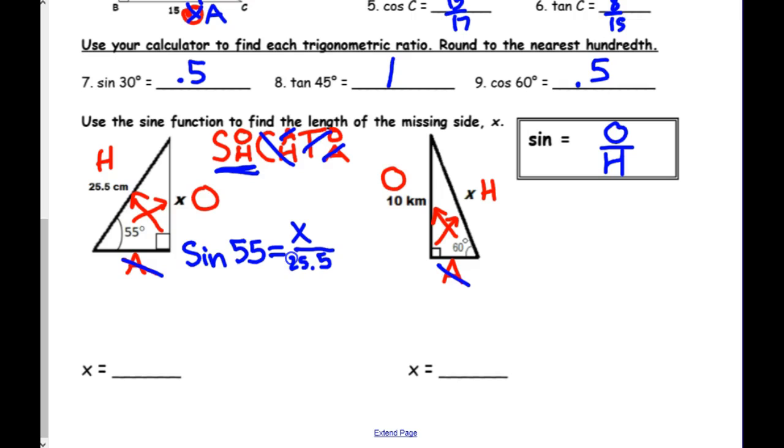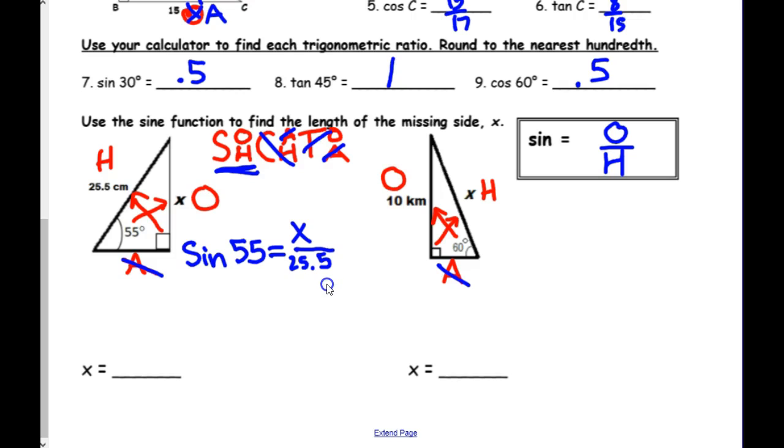Now, class, to solve an equation, X needs to be by itself. Is X by itself? It's being divided by a number, and it cannot be divided by a number, so we are going to have to use the inverse operation, the opposite. How do we get rid of a divided by 25.5?